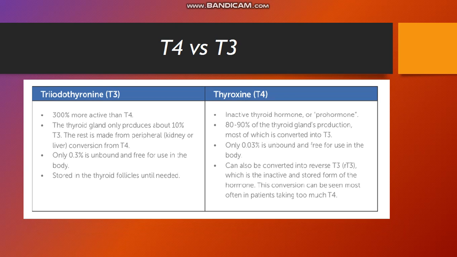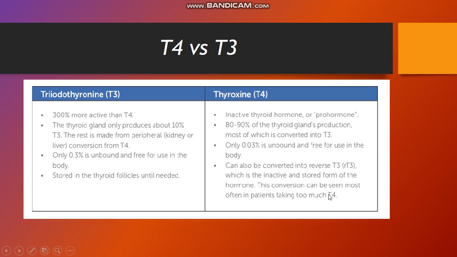T3 versus T4. Please look at the comparison. Triiodothyronine is 3 to 4 times more active than the T4. The thyroid gland only produces about 10% of T3, the rest is made from peripheral conversion in the kidney or the liver from the T4. Only 0.3% is unbound and free for use in the body, stored in the thyroid follicles until needed.